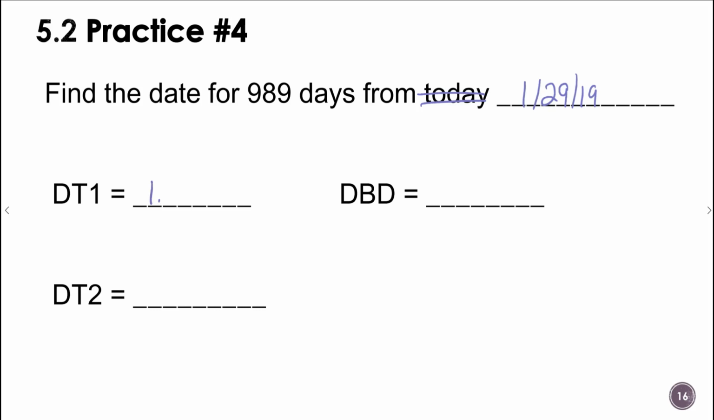So this is going to be 1.2919. We're putting in 989. And then we're going to compute. And when we compute, we find that that's going to be 10/14 of 2021. So quite a distance in the future. And so you see that this can be kind of fun. Let's see, I think there's one more.